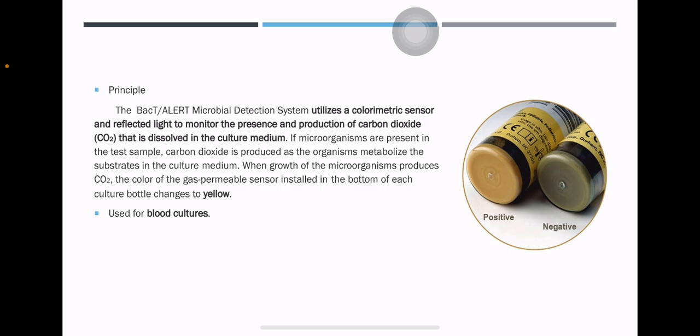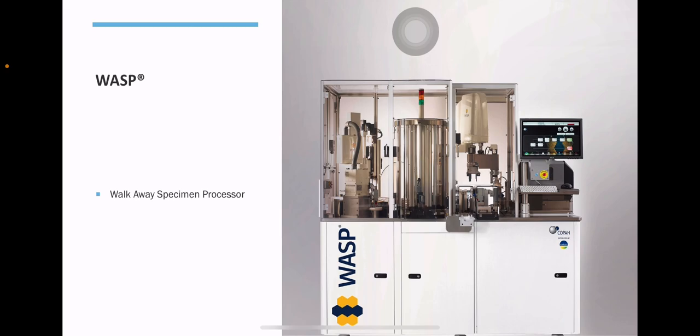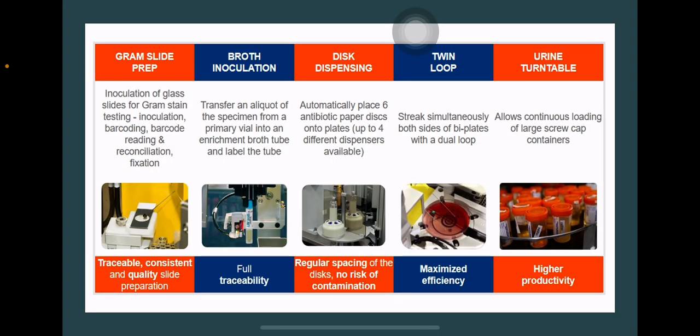Next, we have your WASP, or the Walkaway Specimen Processor. It automates specimen processing: it streaks the plates, prepares gram stains, and standardizes inoculation. You load the specimen, then you walk away, and the system handles the routine tasks. As I mentioned earlier, your WASP automatically streaks the specimens, prepares slides, and inoculates plates. You load the sample, and the machine does the routine processing for you. So let's take it this way: you load it and then leave it.